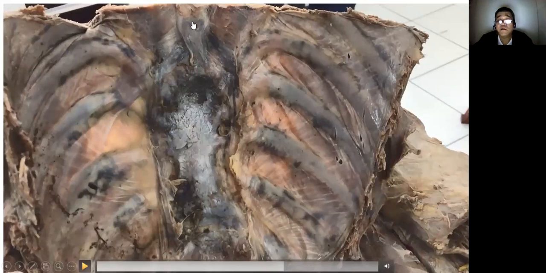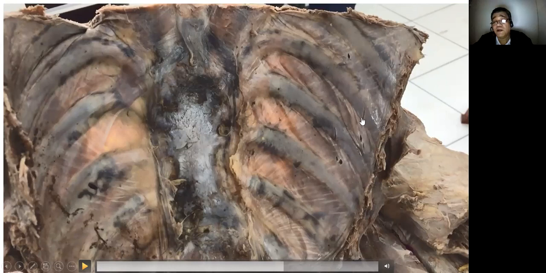Okay, this is the internal surface of the anterior chest wall, showing us the innermost intercostal muscle. Okay, this over here is the course of your internal thoracic artery and vein. Okay, that one over there. Okay, this area here, this is the costal pleura. That one. This is the costal pleura, which is part of the parietal pleura.